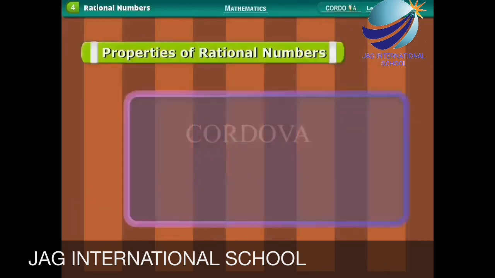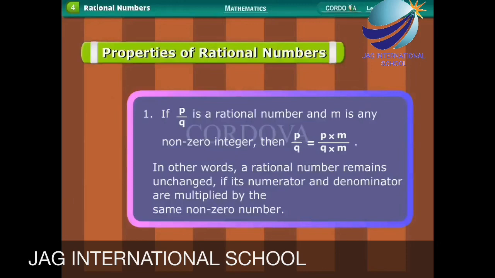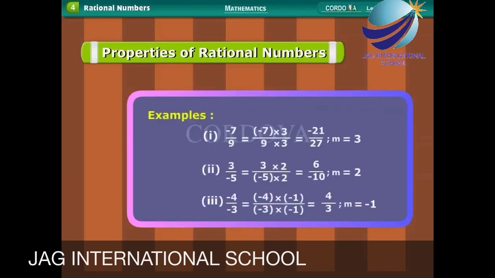Properties of rational numbers. If P upon Q is a rational number and M is any non-zero integer, then P upon Q is equal to P into M upon Q into M. In other words, a rational number remains unchanged if its numerator and denominator are multiplied by the same non-zero number.